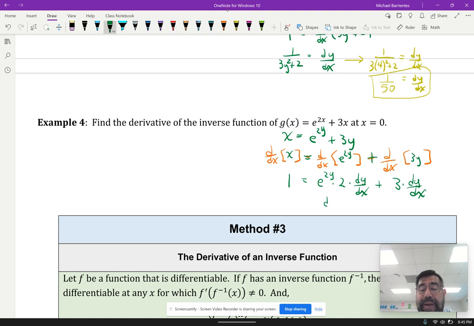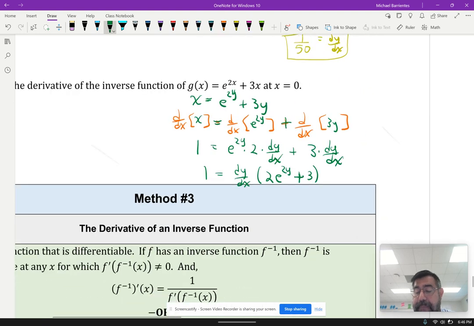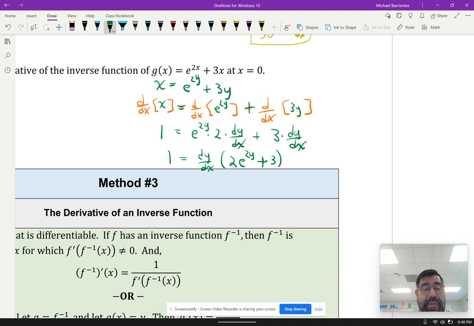Like before, I'm going to factor out a dy/dx. I'm left with 2e to the 2y plus 3, and all of that equals 1, by the way. Let's divide both sides by the parentheses. When we do that, we're going to get 1 over 2e to the 2y plus 3 equals dy/dx. But once again, I'm given an x value, but I need a y value. So let's find out what g of 0 is.